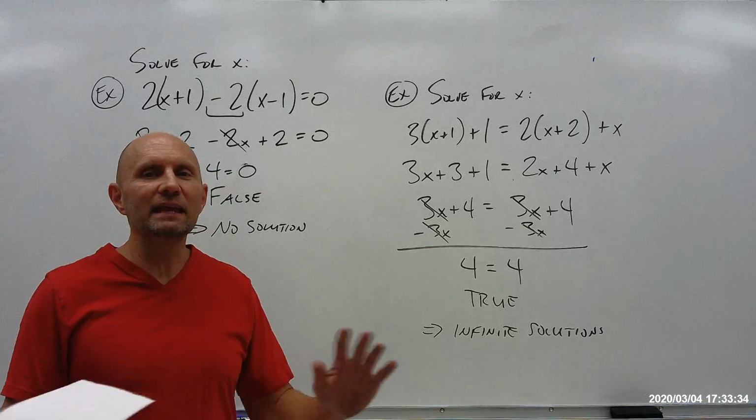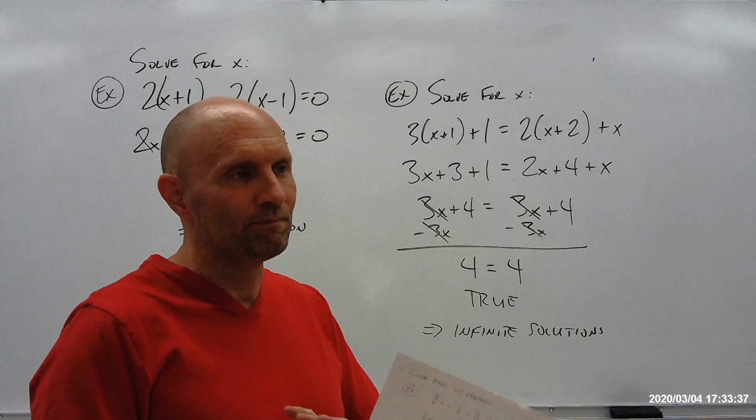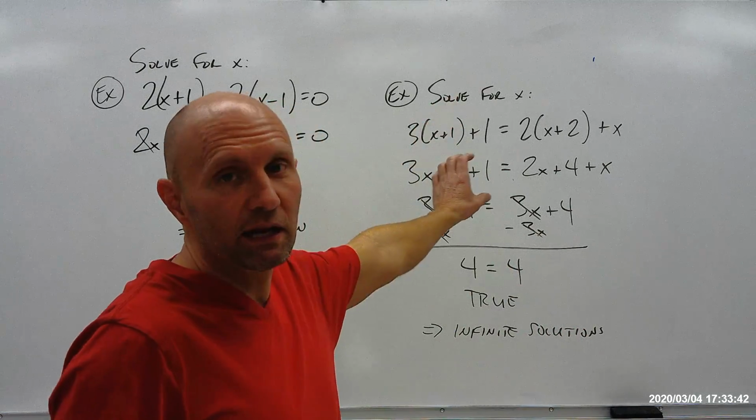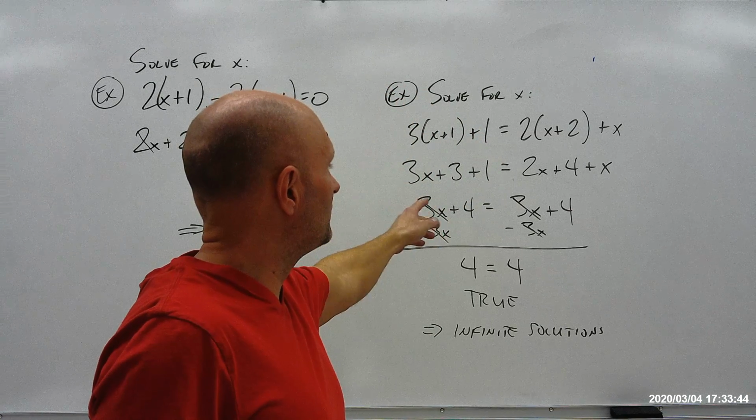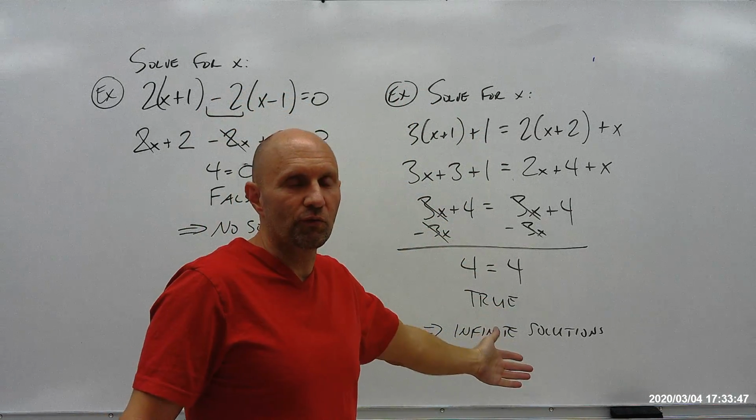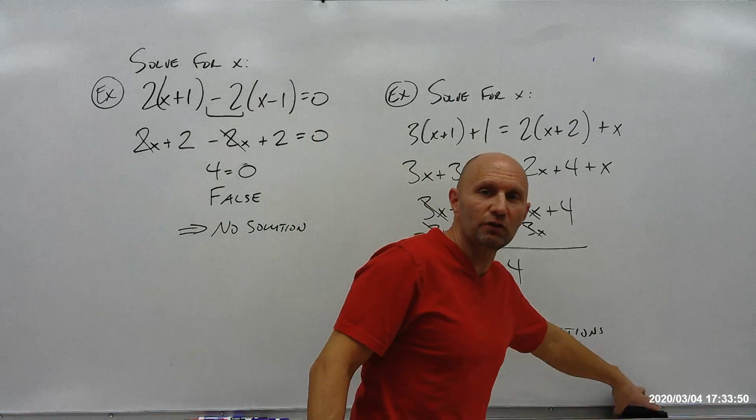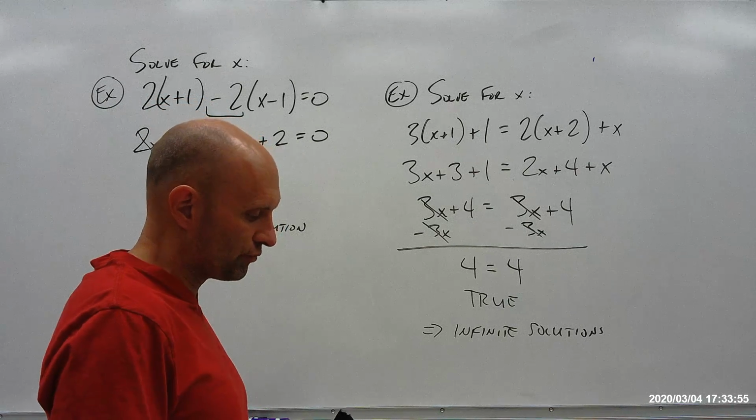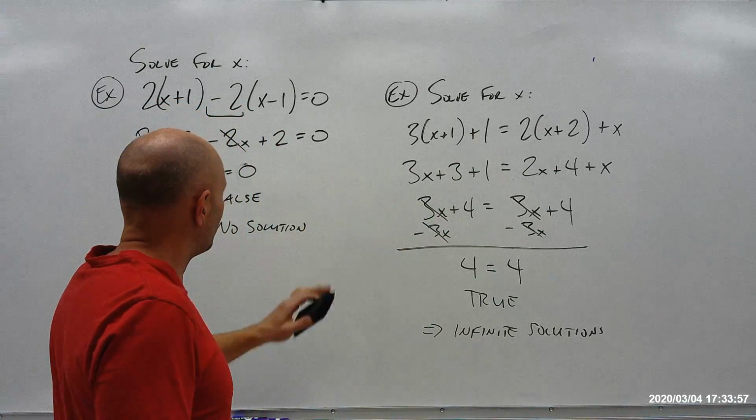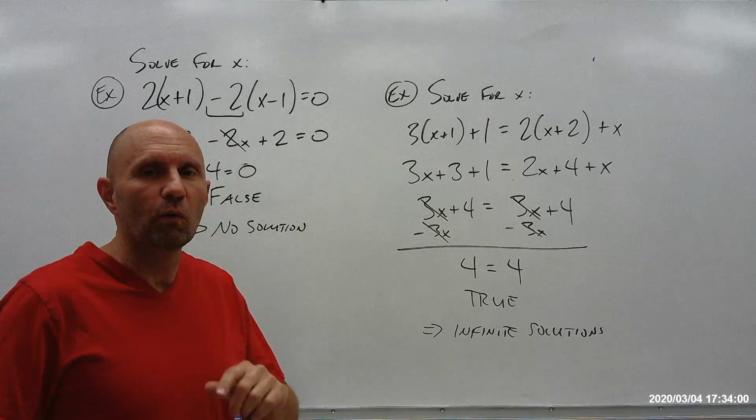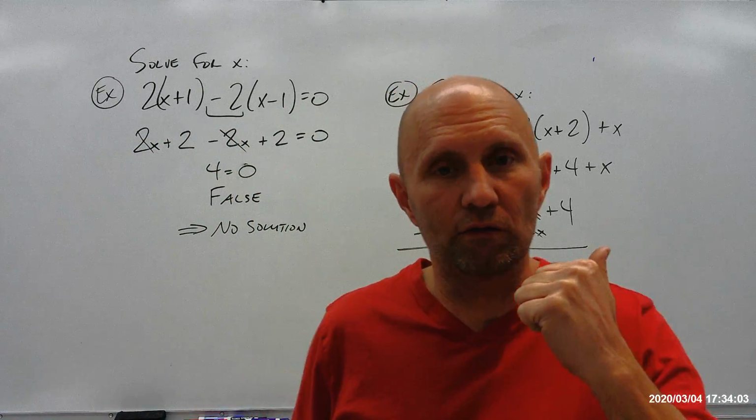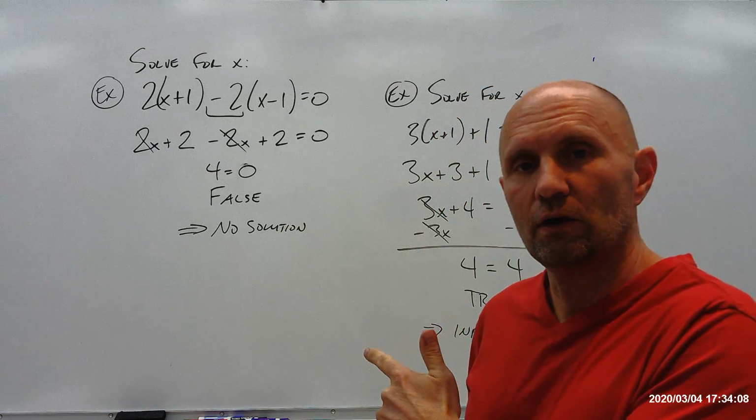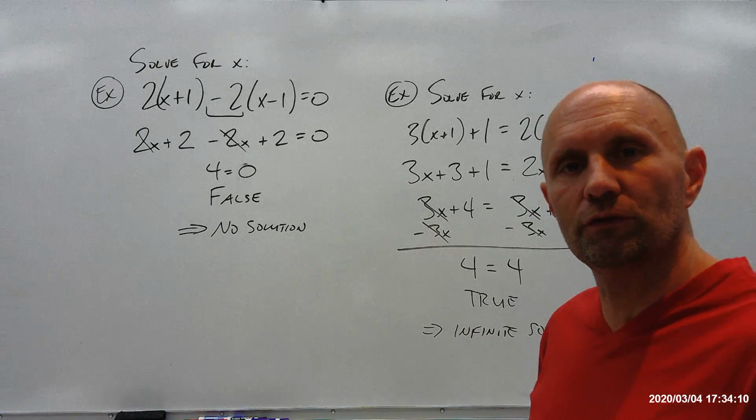Namely, if I pick any value for x, 0, 10, negative 30, whatever I pick, plug it into the original problem, I'm going to get an answer at the end of 4 equals 4. That's true. So I can pick any value that I want for x, and I will still end up with both sides of the equation being true. So that's the potential options we have. When we're solving linear equations, we can have one solution, like we had before. We can have no solution, or we can have infinite number of solutions.